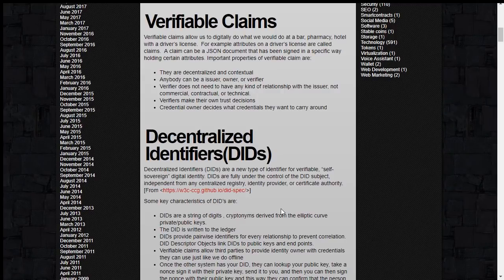Self-sovereign digital identity. DIDs are fully under control of the DID subject, independent from any centralized registry, identity provider, or certificate authority. And this is an excerpt from W3C, because they are the body who is standardizing the DIDs at this point of time. You can read more about the link I will provide at the end of the post.